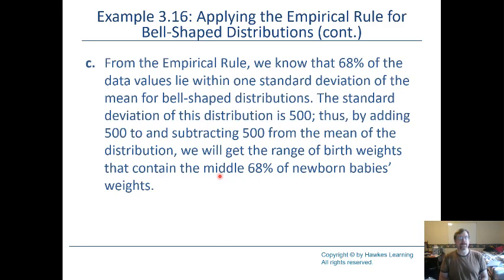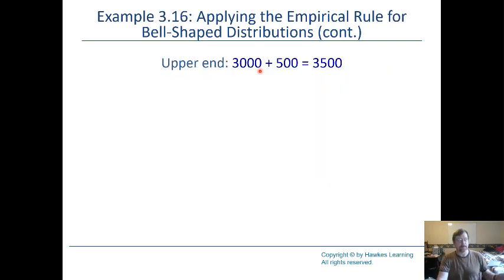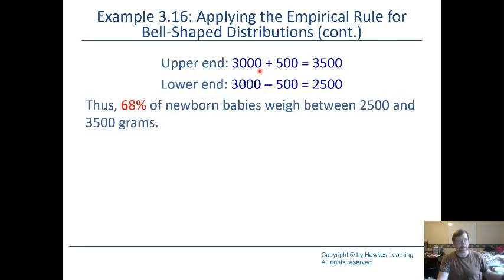Okay, so the last one here. We know that 68% of the data lies within one standard deviation. We were asked what range contained 68% of the distribution. So if we add and subtract one standard deviation, which was 500, from the mean, we get that range. So our upper limit is 3,500, and subtract to get our lower limit of 2,500.